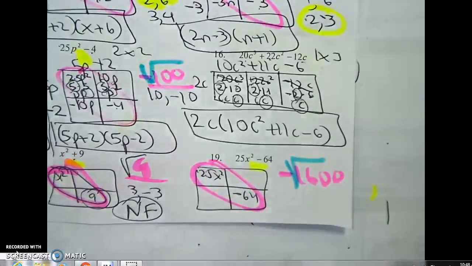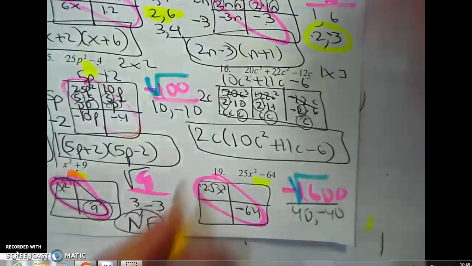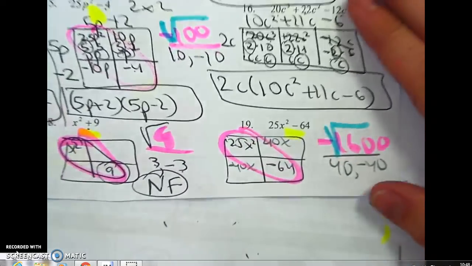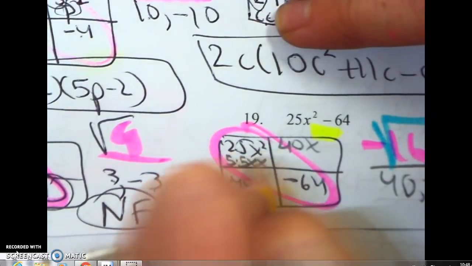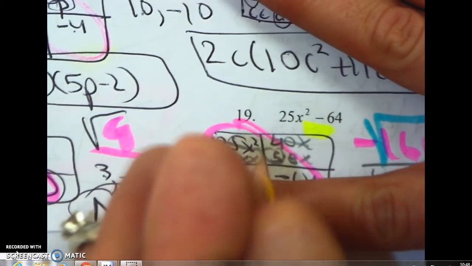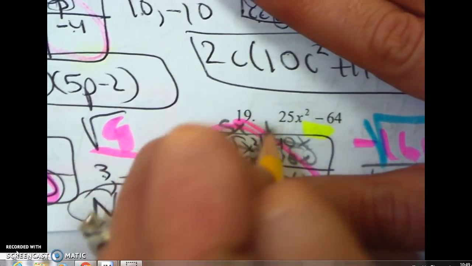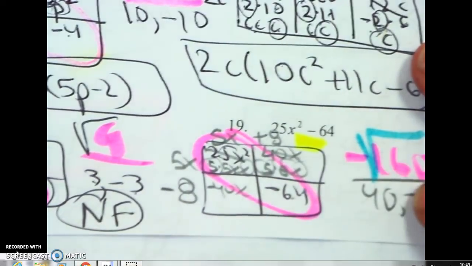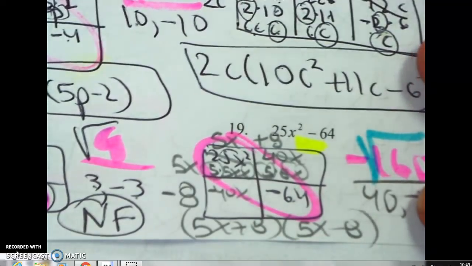So I know my numbers are 40 and negative 40. I like to put the positive with the positive and the negative with the negative. I know I didn't leave you very much space, so let me make sure we're good. So I'm going to go 5 times 5, x x, 5 times 8, x. 5, 5, x, x, 5, x, whoosh. 5x plus 8. Now 8 times 8 is 64, but it's negative. 5x plus 8, 5x minus 8.